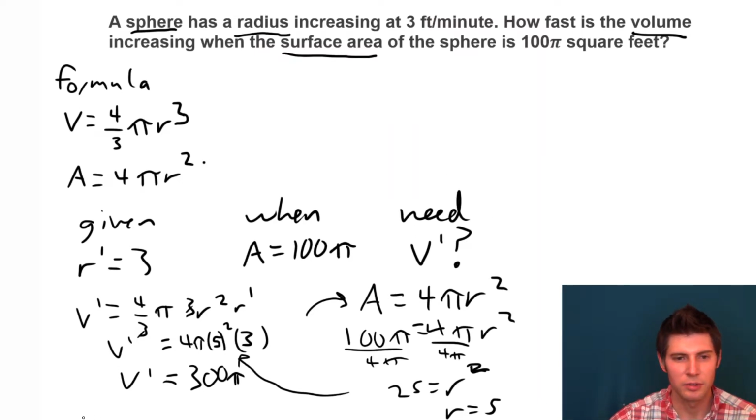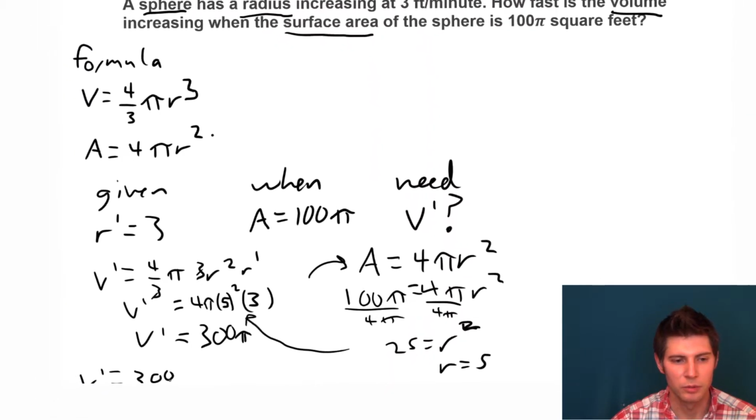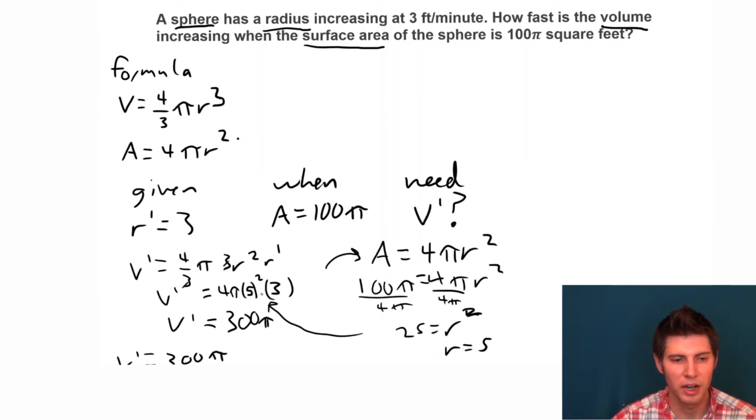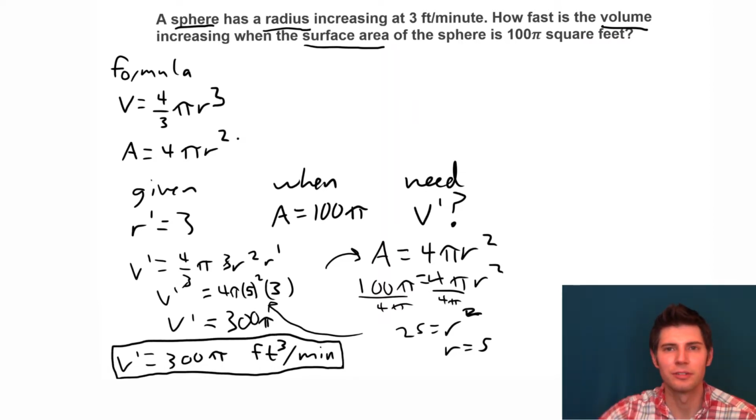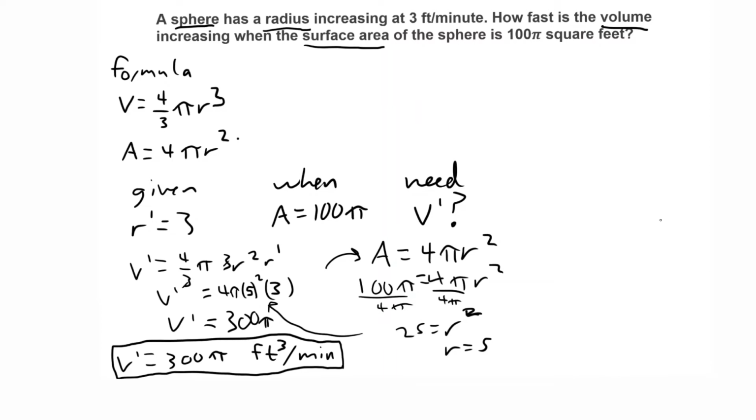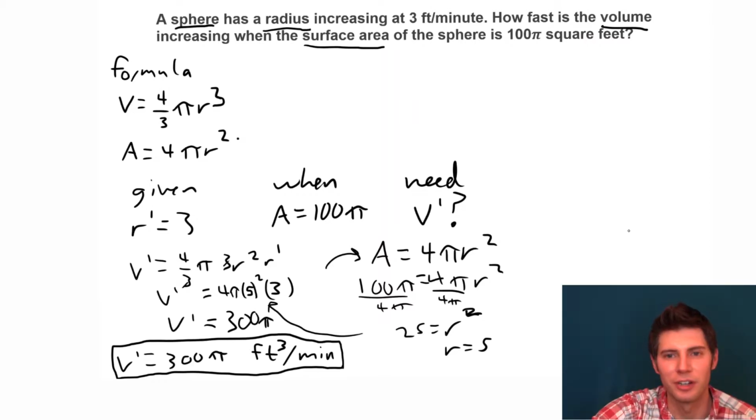And so now the answer equals 300 pi, and then we want to give it a label. So this is feet and minutes is what we're dealing with. And then volume is cubed. It's measured in cubic units. So it's feet cubed per minute. And that's the answer to this one. Let's go on to the next.